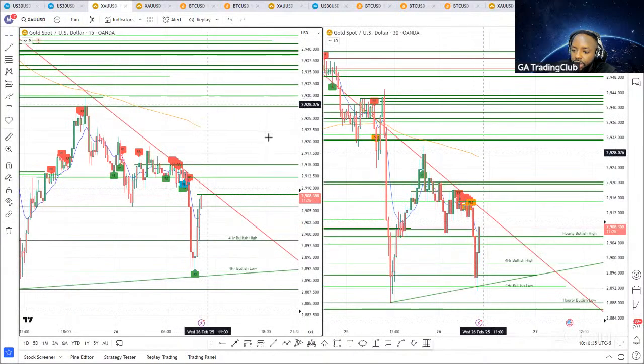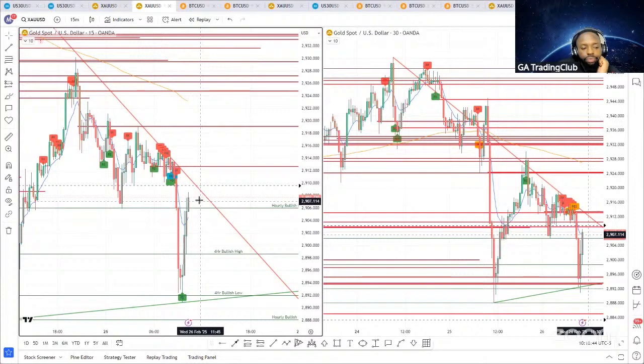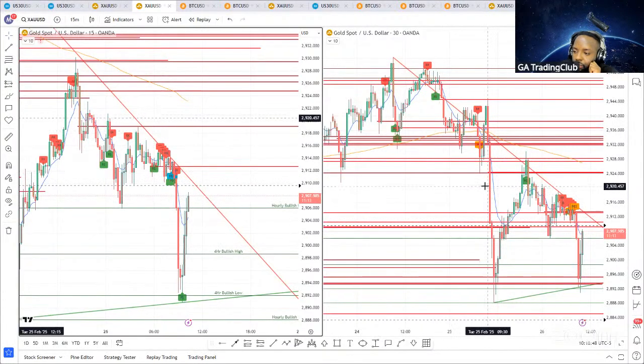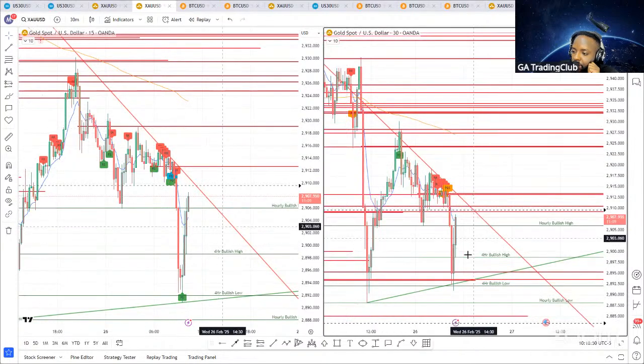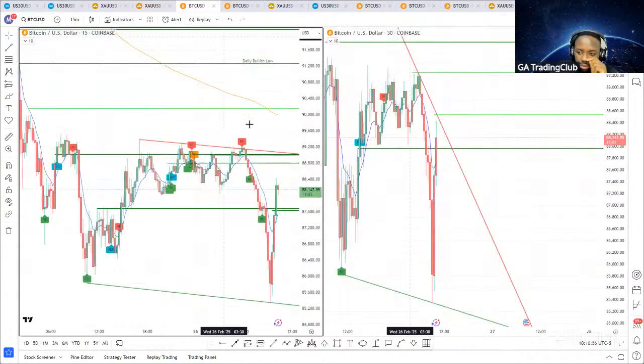So nothing there for gold, nothing really. So gold is approaching the resistance trend line on the 15-minute, which is kind of good based off of, say, the idea of that rejection scalp. We're also approaching the resistance trend line right here on the 30-minute.